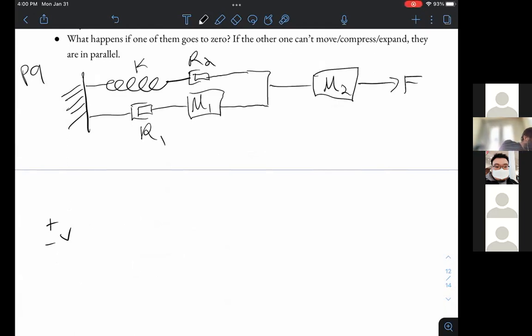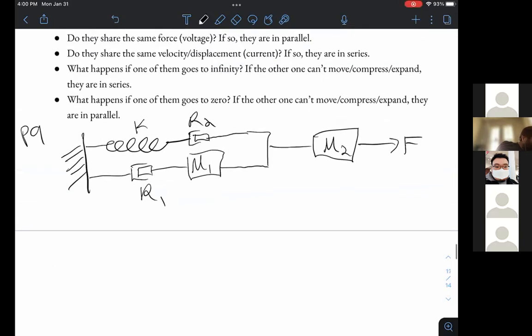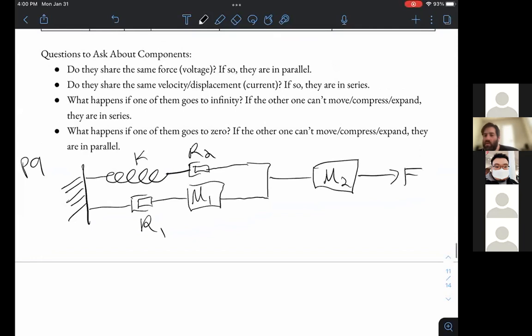So if I have two components that share the same force, they're in parallel. Do they share the same velocity or displacement, which is like current? It's easier to think in terms of displacement, which is actually like charge rather than velocity, at least for me, because you can kind of imagine that. You don't have to take the time derivative of the displacement. But they're going to be the same, and it's going to get you the same result in this sort of thought experiment.